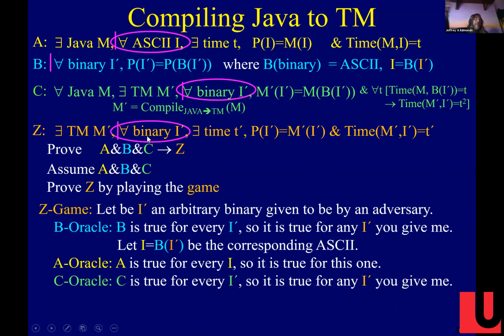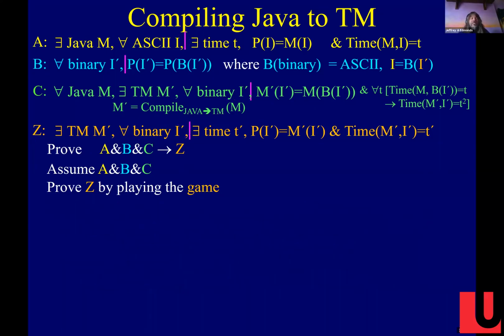So let's review this. I was given a binary string from the adversary, which I converted into ASCII. Now I have the binary version and the ASCII version of it. And what do I do with them? The ASCII version I give to A, and A will assure me that the Java program works on that input. The binary version I give to C, and C will assure me that the compiling works for that input. All right, so now I moved all my purple lines forward.